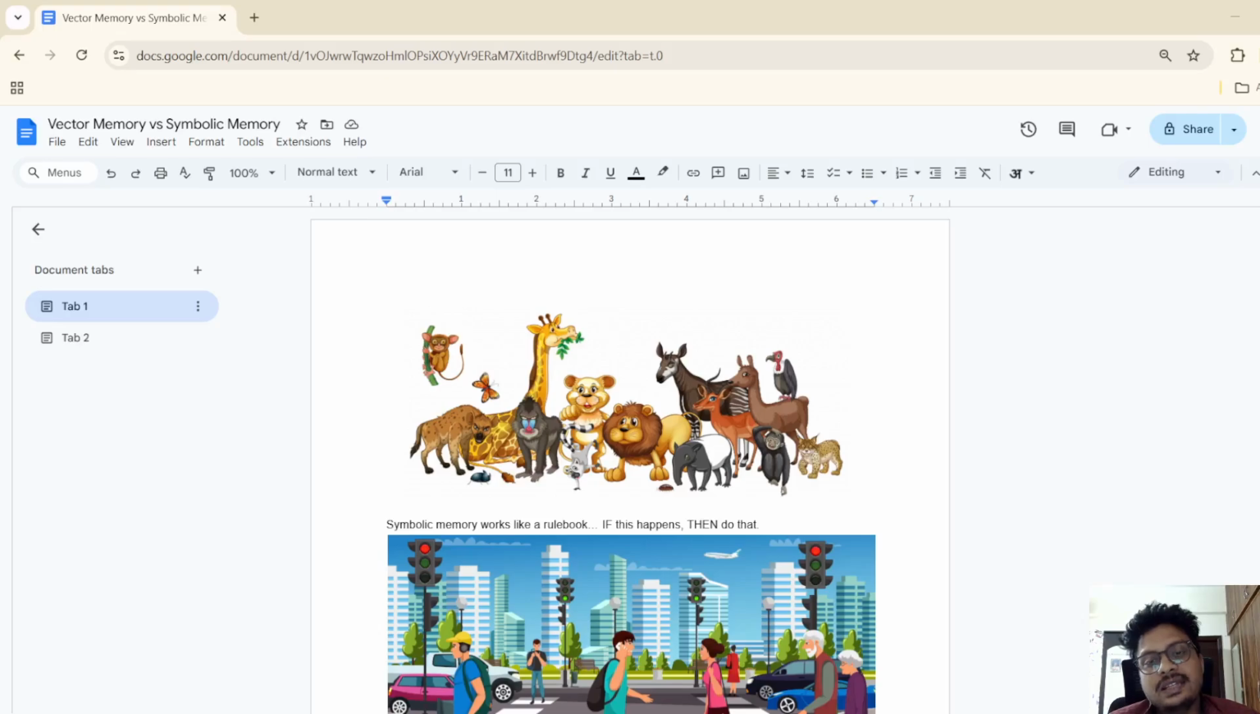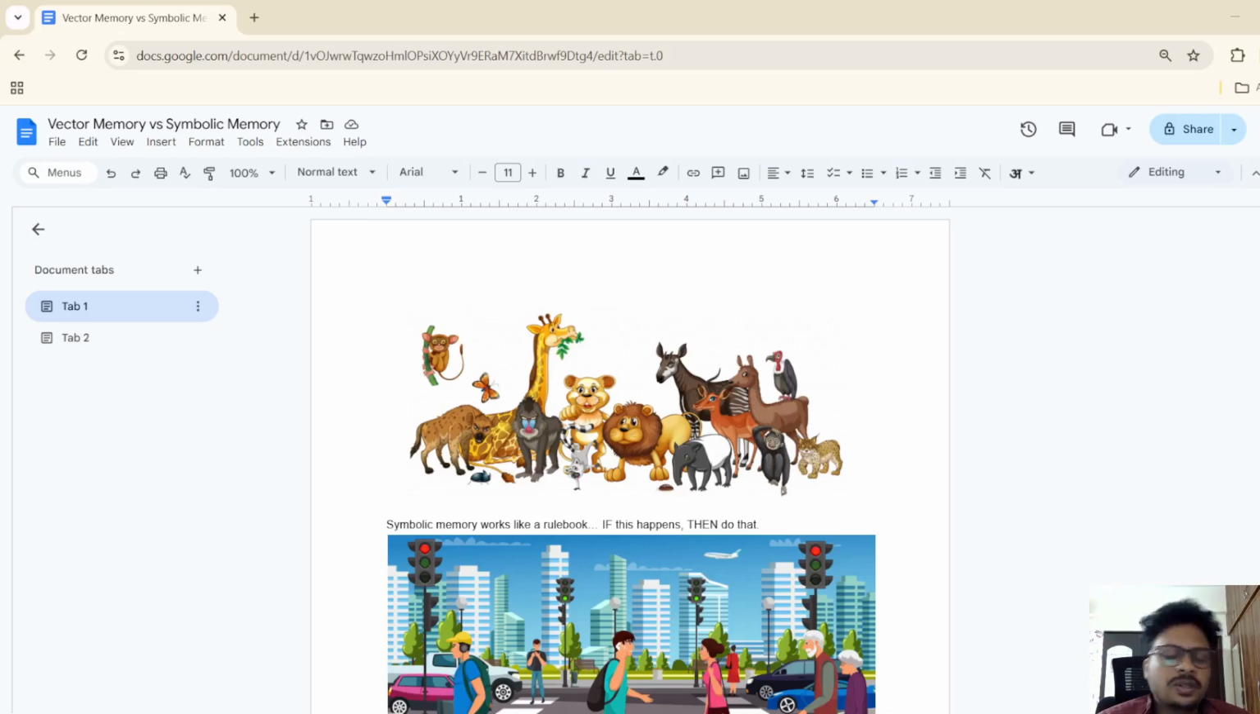Everything must be clearly defined. AI follows if-else rules. As I already said, if something good is happening, you can go ahead. If something is bad, we take caution, we stop there. This kind of rule. No guessing, no understanding feelings, you just have to follow the rule book. That is how symbolic memory works. If an animal has feathers, then it is a bird.